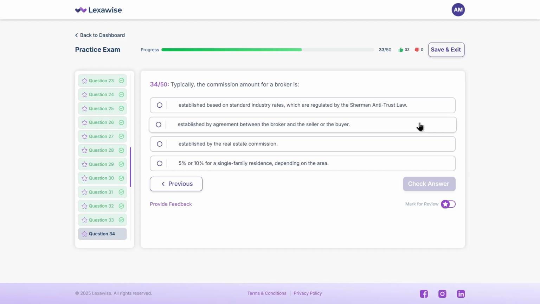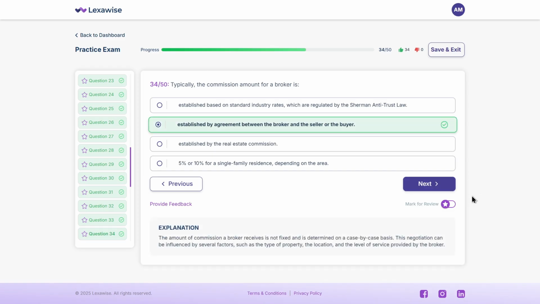The correct answer is B, established by agreement between the broker and the seller or the buyer. That's because real estate commissions are negotiable, they are not fixed or regulated by law.